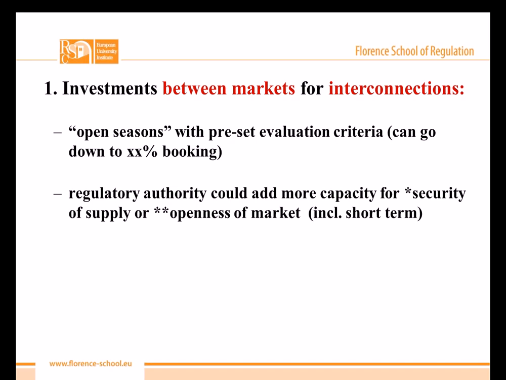The TSO comes and says, for 3 months, for 6 months, I open a season of booking. I would like to expand my grid in this way, that way. You can answer and book. On top, we should add a preset evaluation criterion. For example, if 85% of the capacity is booked, I will do it at 100%. In my mind, and I am not backed by all my friends, as you will see, the regulatory authority could add more capacity for security of supply.